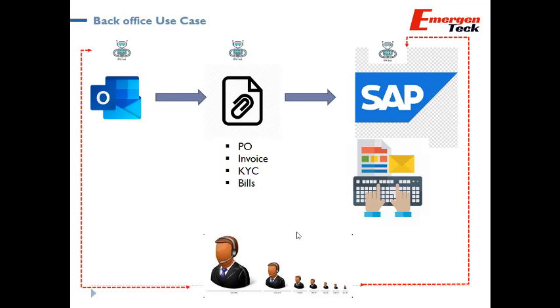So let's reimagine this process. In this case, an unattended bot can be built and deployed for email monitoring, document extraction, and then pushing the data into SAP or any enterprise application, and it will notify the human agent only when there is an exception or an issue. Otherwise it should be purely 100% automated in the backend with no human intervention required.